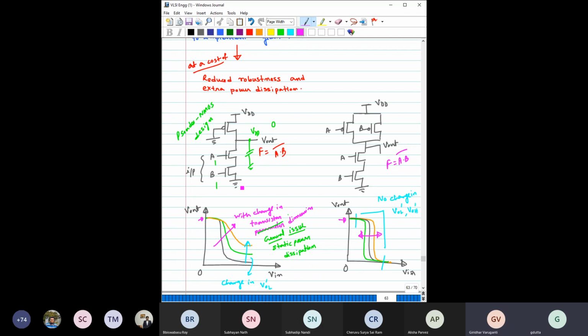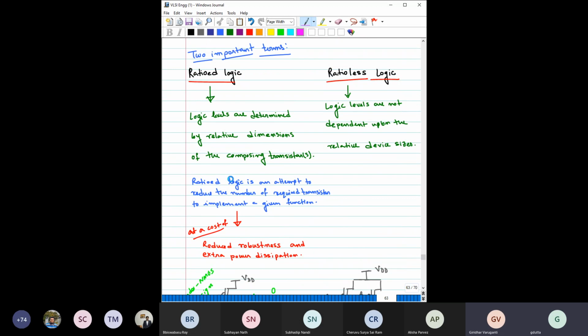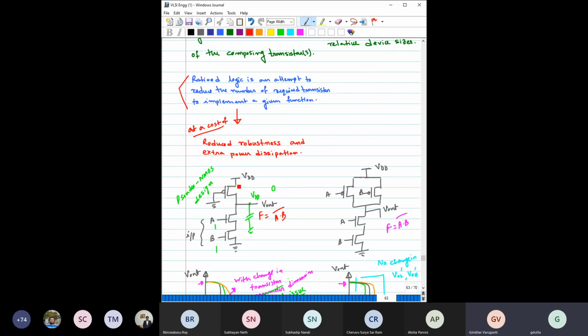But the type of design where the output voltage does depend on the ratio of the PMOS width and NMOS width is called ratioed design. So why do we need to construct ratioed logic? The whole purpose is that, for the two-input case, if you compare the number of transistors, here it is 3. Here, for CMOS, it is 4.